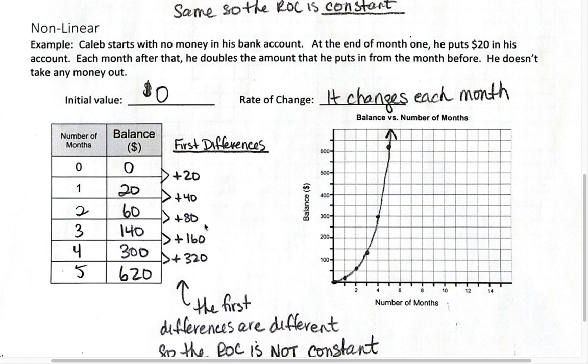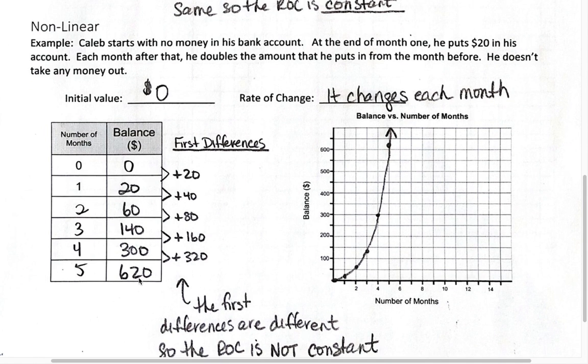So you'll notice here, I've got my table of values. My first differences, unlike the first example, are changing every time. They're not the same number every time. So I can tell just by looking at this table of values that it's not going to be a linear relationship when I graph it. It's not going to be a line because the first differences are constantly changing. Their rate of change is not constant. And I can verify that just by putting it on the graph.